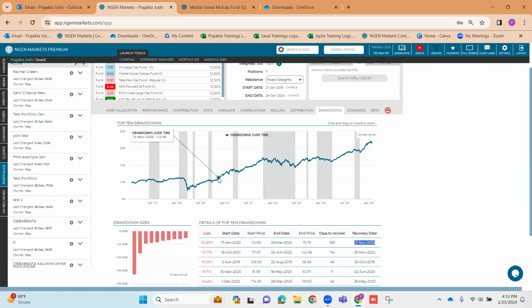On 13th of November 2020, if you have a look at where my mouse is pointing, the NAV of the portfolio got to a level of 112.90, which is 0.01 above the start price that you can see right there in the first row, right? 112.89 was the start price when it started falling. On 13th of November, it breached that level and crossed that 112.89 resistance, and it reached a level of 112.90. And therefore, we call that a recovery period.